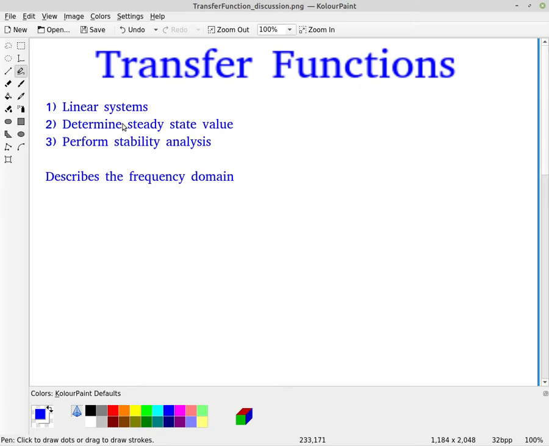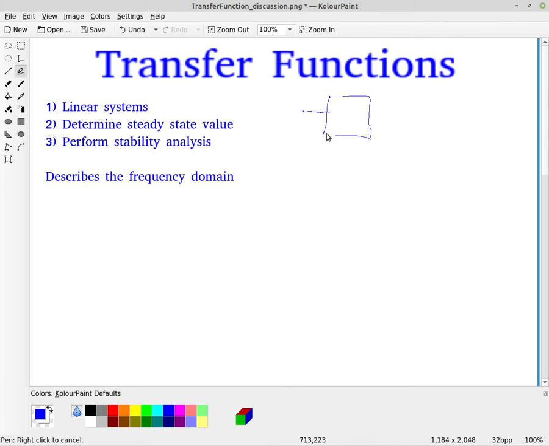The transfer function has some nice properties because you can look at a transfer function to determine the steady state value, and you can also use it for performing stability analysis, and you can also use it for time domain functions, so you can do step responses and that sort of thing.